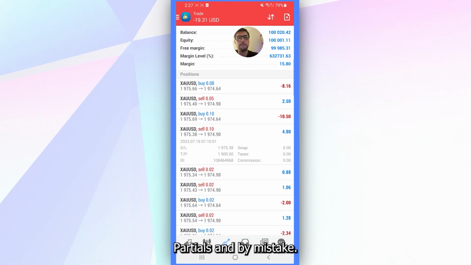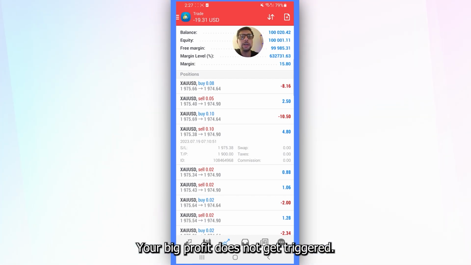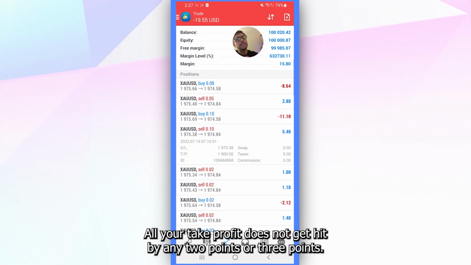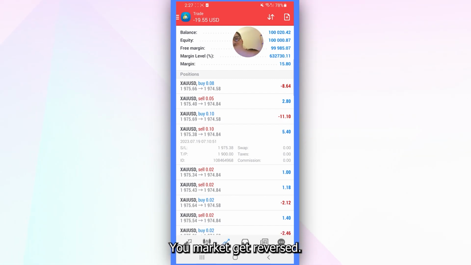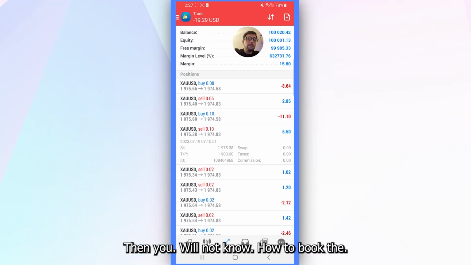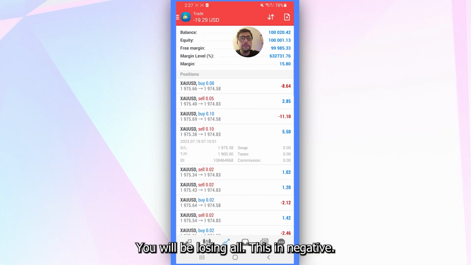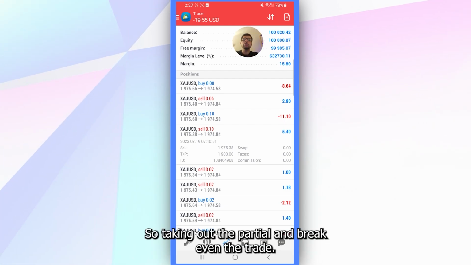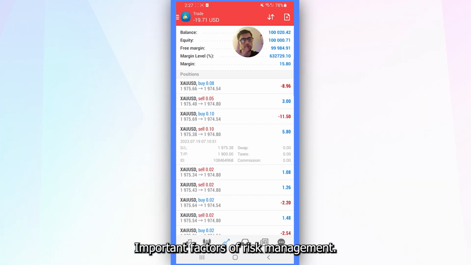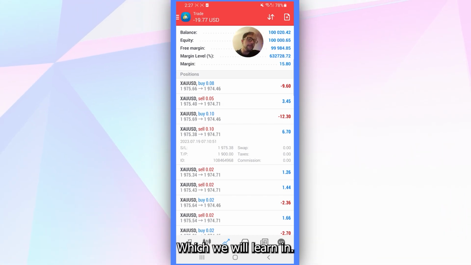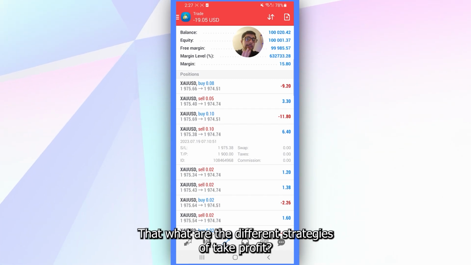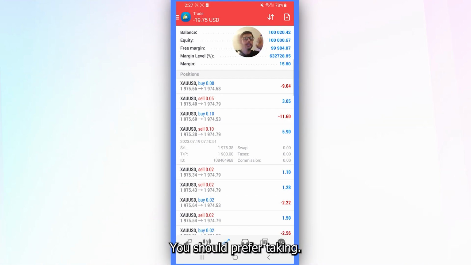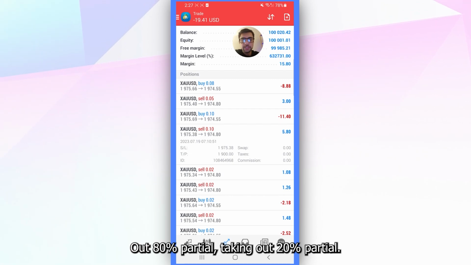If you don't take out the partials and by mistake your take profit does not get hit, by even 2 points or 3 points, and the market reverses, then you will not know how to book the profit and you will always be closing in negative. So taking out the partial and breaking even the trade are two important factors of risk management, which we will learn in depth in the advanced session, including the different take profit strategies, where we should prefer taking out 80% partial, or taking out 20% partial.